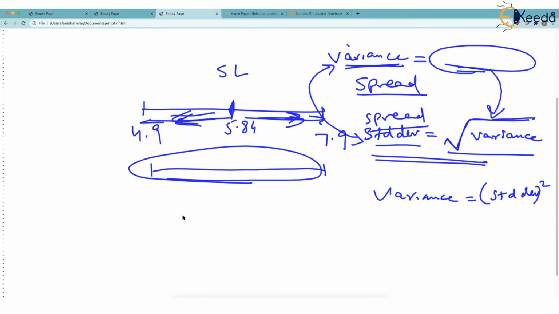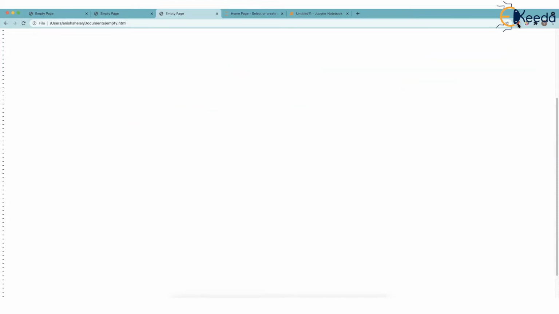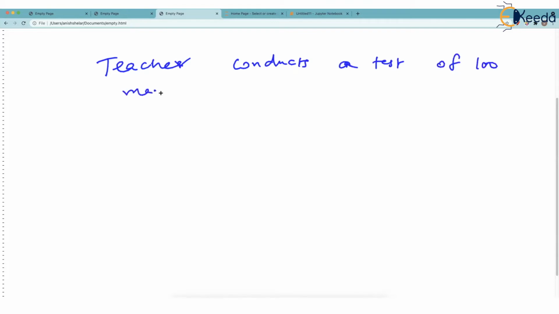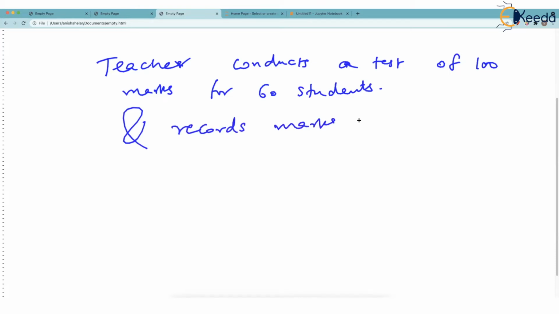Now look at this. Oh, long discussion we held actually. But then let's say teacher conducts a test of 100 marks for 60 students in a class, and records marks scored by all 60 students.